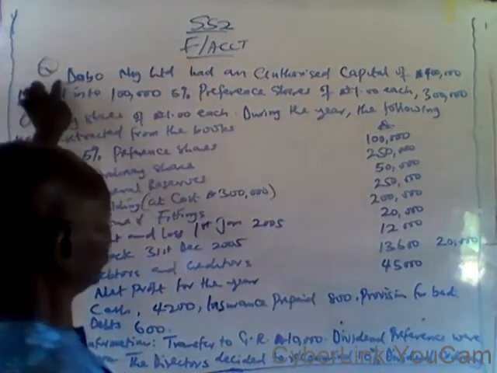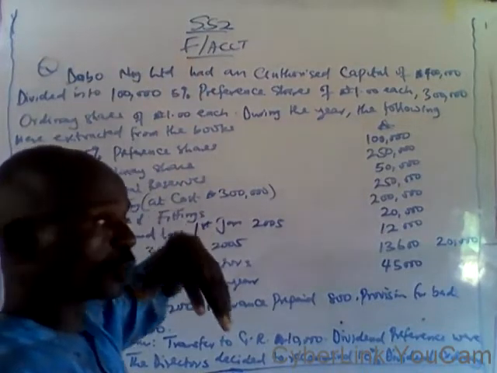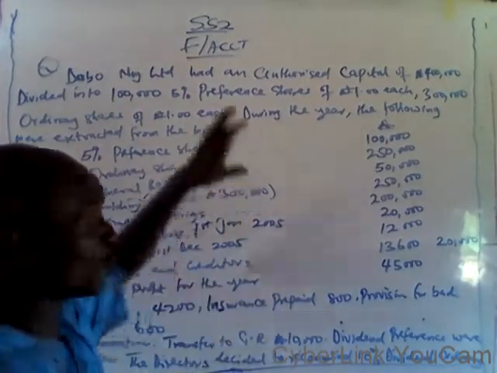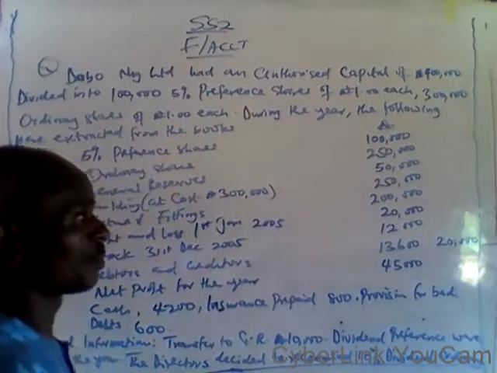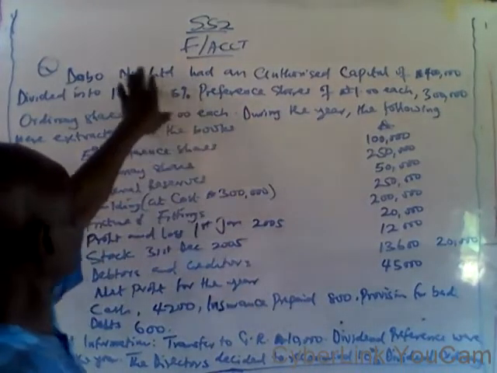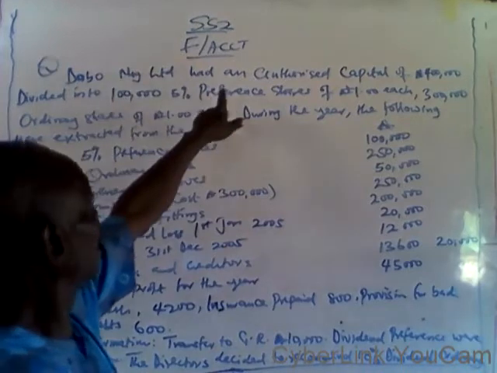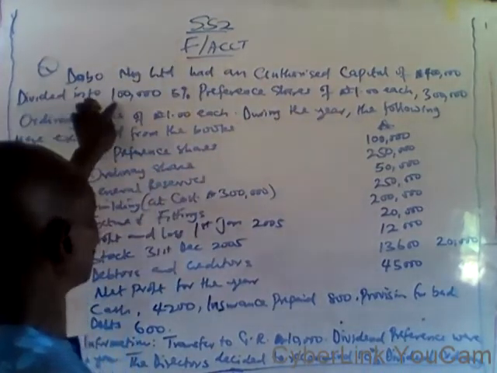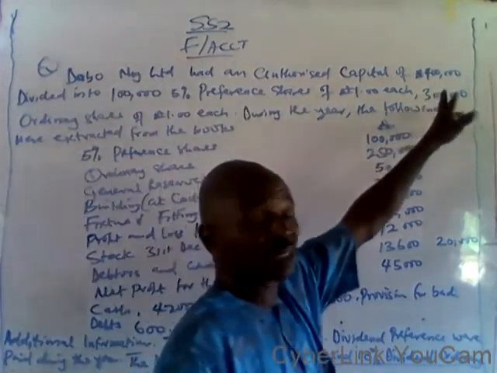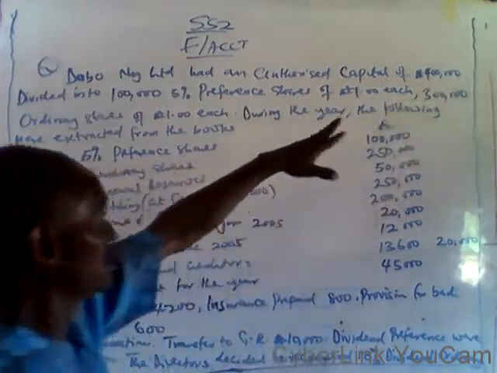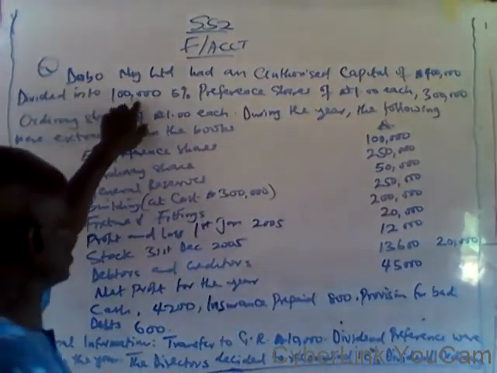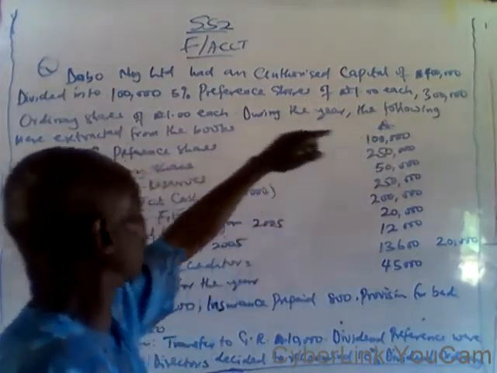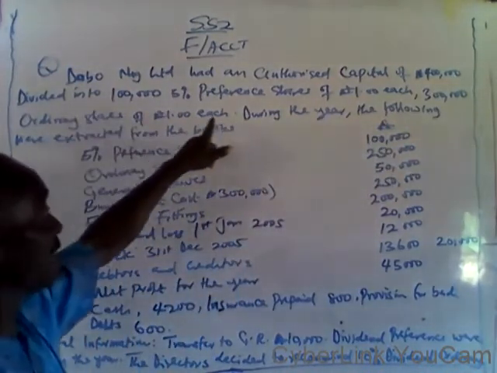The first question is not in your textbook, either the essential textbook or any other textbook. This is one of the past questions. You can get the question from the WAEC series. Double Nigeria Limited had an authorized capital of 400,000, divided into 100,000 5% preference shares of 1 naira each and 300,000 ordinary shares of 1 naira each.